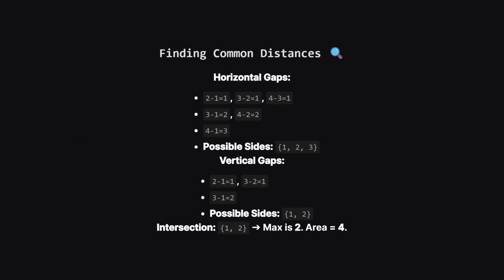Now let's find the possible side lengths we can form. Looking at the horizontal lines, 1, 2, 3, 4. The distance between adjacent lines is 1. But remember, we can remove fences. So we can look at the distance between 1 and 3, which is 2, or 1 and 4, which is 3. The set of all possible horizontal heights is 1, 2, and 3. Now do the same for vertical lines, 1, 2, 3. We can have a width of 1 or a width of 2 from 1 to 3. The set of vertical widths is 1 and 2. The largest number that appears in both sets is 2. So our maximum square side is 2, giving us an area of 4.